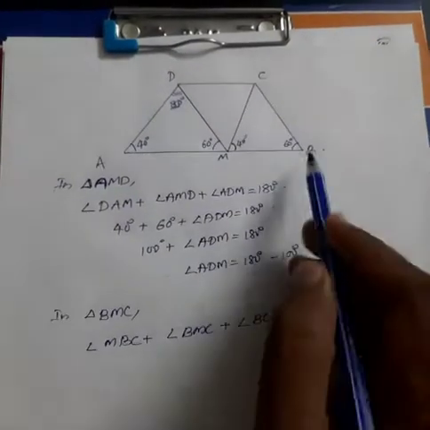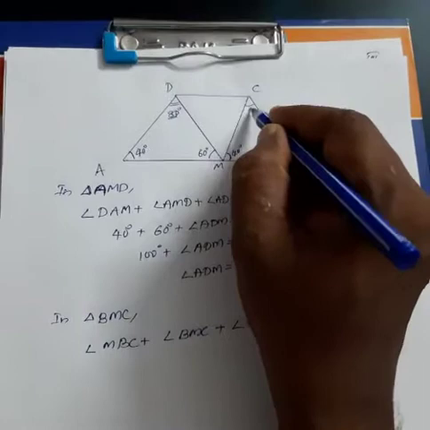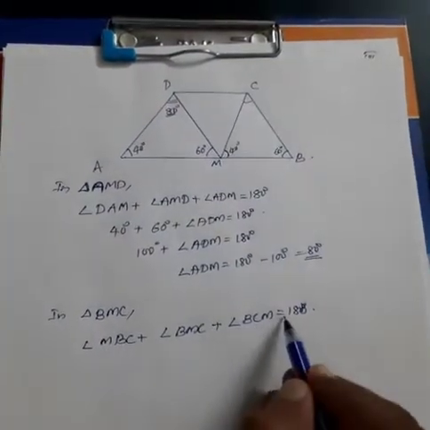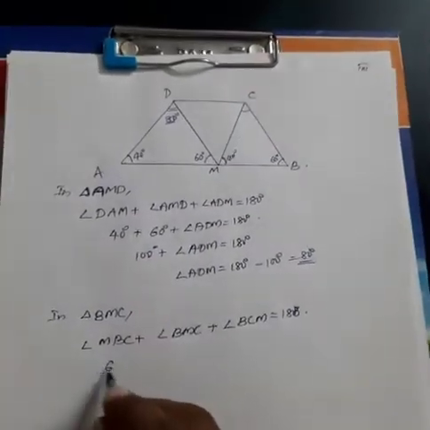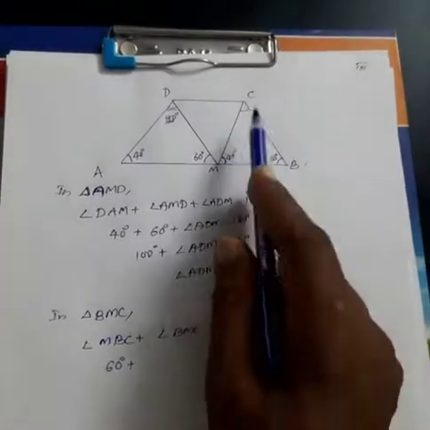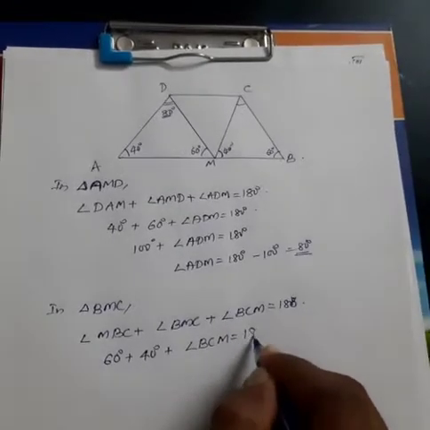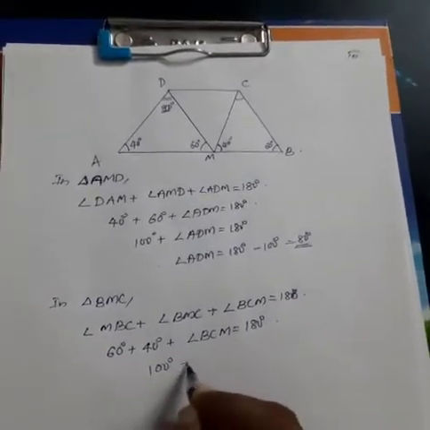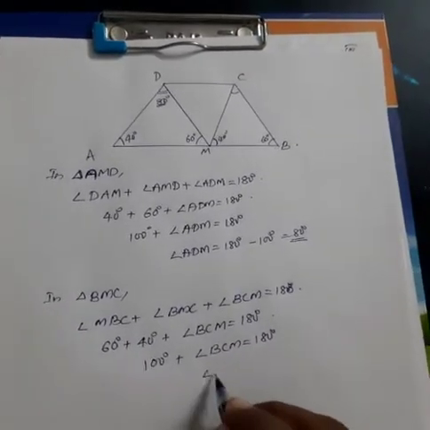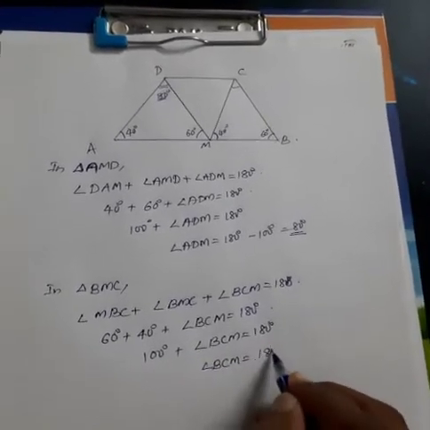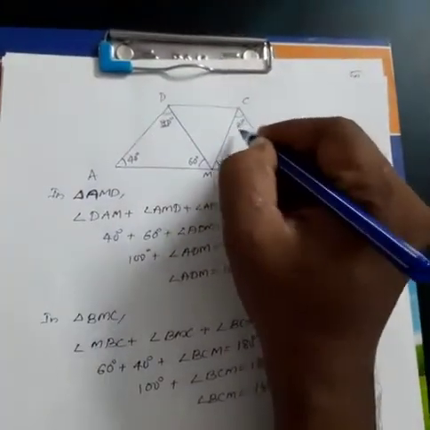The next triangle BMC. These two angles are here. We have to find out the third one. Here also the sum of the angles is 180. So angle MBC, it is 60 degrees, plus angle BMC, 40 degrees, plus angle BCM is equal to 180 degrees. So 100 degrees plus angle BCM is equal to 180 degrees. Angle BCM is equal to 180 degrees minus 100. So you get again it is 80.